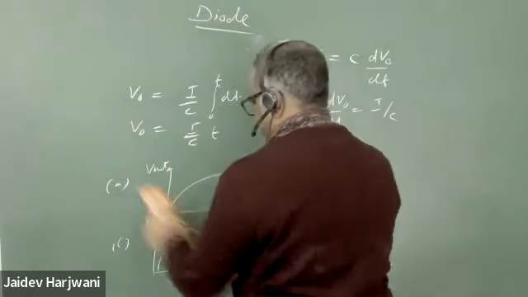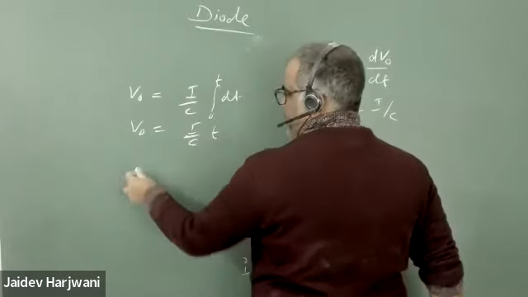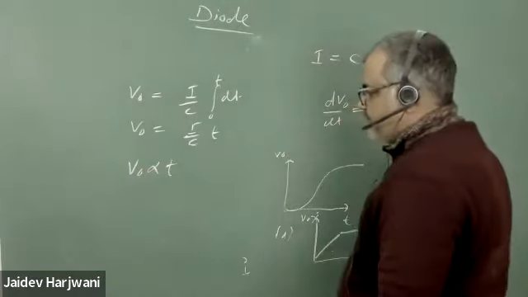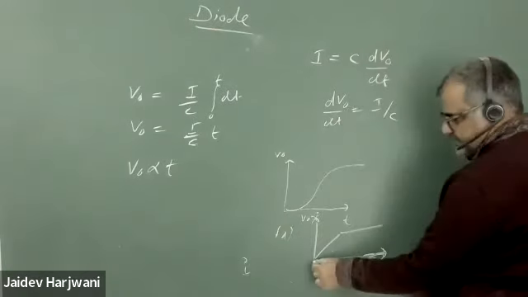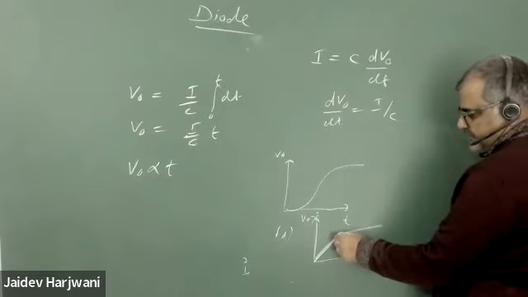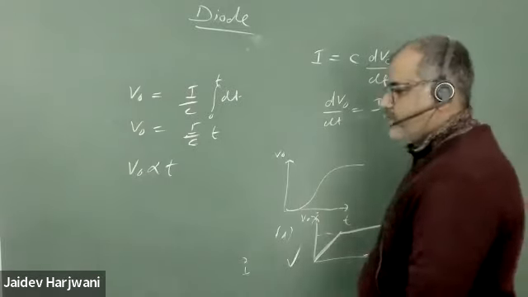That means your output voltage V is proportional to time. Proportional to time means it will vary like this. And after some time this voltage becomes constant. So this is option D.